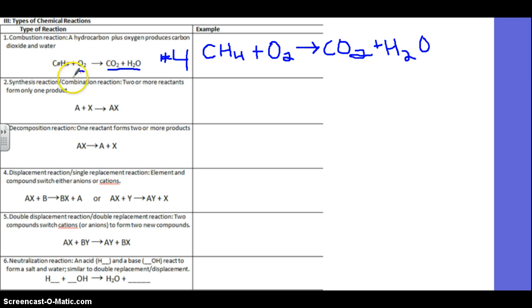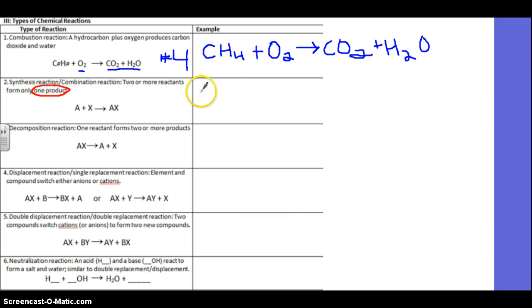Moving on, let's look at the second type of reaction, synthesis. It says the combination, also known as combination reaction, it's when 2 or more reactants form only one product. Circle this one product part because that's really important. So you see there's more than one reactant on the left side, but once you look at the products, there's only one thing there. 2 things make one. That's a synthesis reaction. Here's an example.